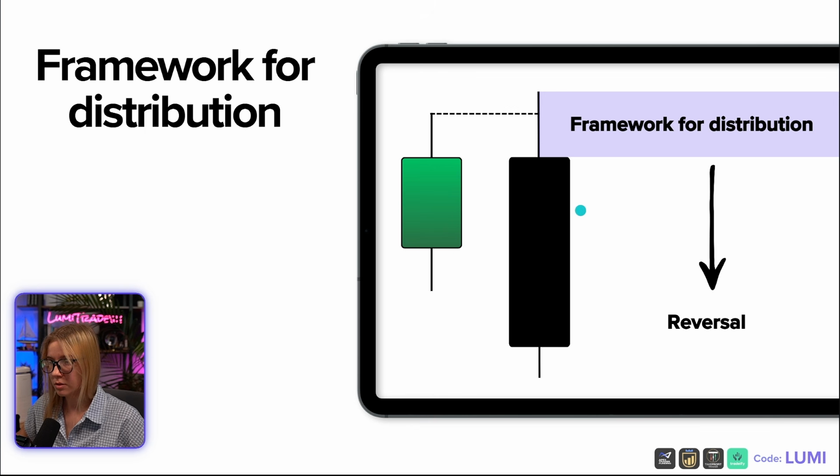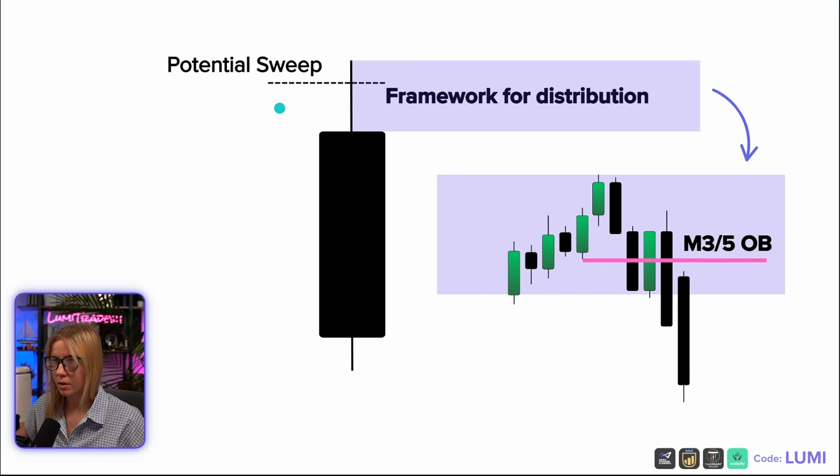Open, manipulation, distribution, right? So order block, in order to confirm the sweep on 3-minute chart, on 5-minute chart, must be ideally, sometimes it's going to be below, but ideally must be above open of this candle to anticipate distribution, guys. I was talking about this in my previous video, but you always want to think about AMD: accumulation, manipulation, distribution. Well, let's take a look at an example from my previous slide. So potential sweep. Once again, we cannot say that's a sweep yet. It's potential sweep. Framework for distribution. Inside this framework for distribution, basically the range between open and potential high right here, right?